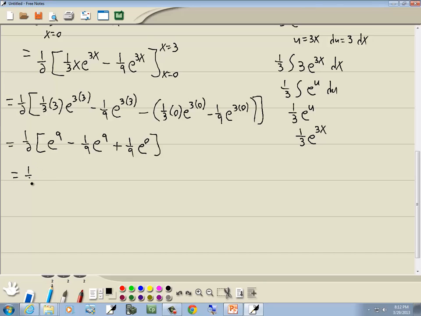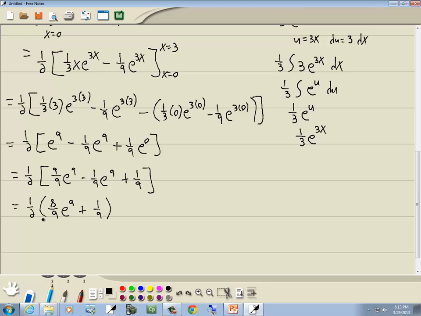Which gives us 1/2, and this would be the same as 9 over 9, e to the 9th, minus 1/9 e to the 9th. Now e to the 0 is 1, so that just gives us 1/9 times 1, or just 1/9. So that gives us 1/2, and these both have e to the 9th, so 9/9 minus 1/9 is 8/9. So we got 8/9 e to the 9th plus 1/9.